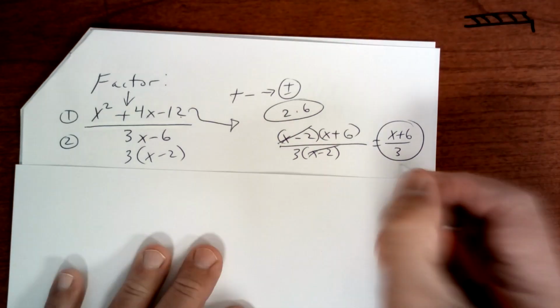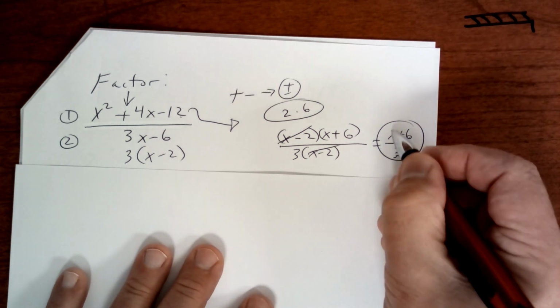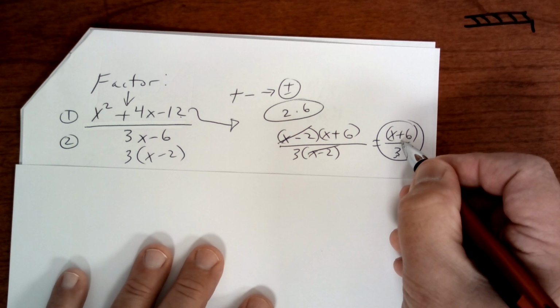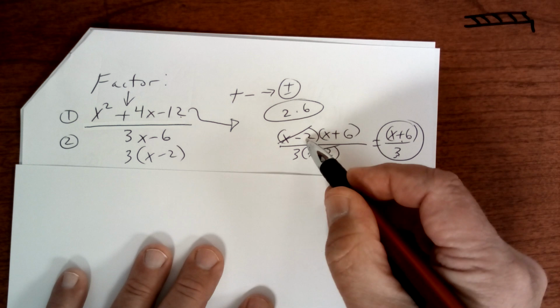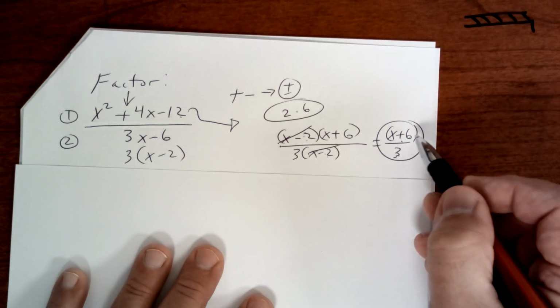Now, some kids say, oh, wait a second. You can reduce the 3 and the 6. And the answer is no, you can't split up a plus and a minus. Write that down. Cannot split up a plus and a minus. You can cancel the whole term, the x minus 2, but you can't split it up.